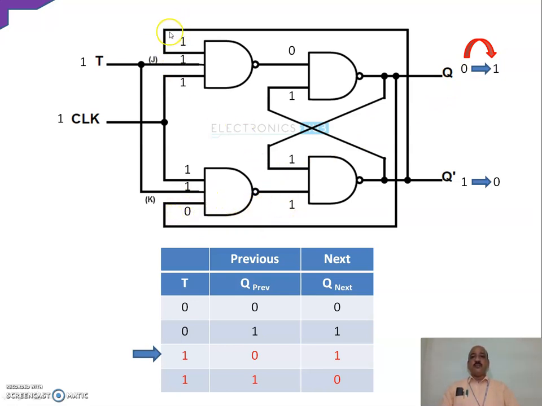Here for the first NAND gate, as all the inputs are 1, the output is low. If one of the inputs is low, then the output will convert to 1. That is, the previous state is 0, and that will be converted to 1. That is, toggling has taken place. 0 will convert to 1, or 1, if it is there, will be converted to 0 if T is equal to 1 in the presence of a clock.